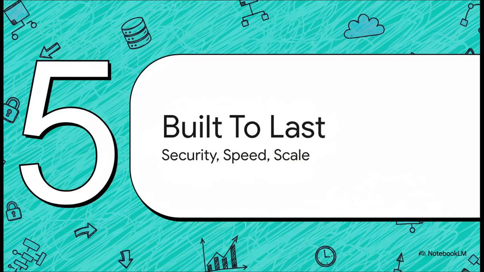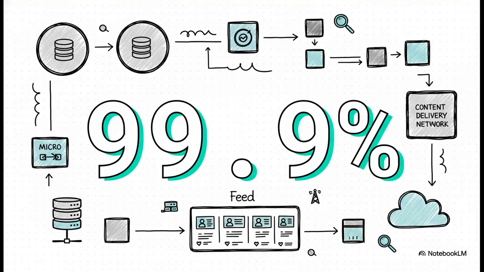So we've designed the features, we've got the core logic figured out, but now we have to make sure our app is tough, that it's robust. We need to build it to last, and that means focusing on those non-functional requirements that guarantee it's secure, fast, and ready to grow to millions and millions of users. This number right here is a promise.